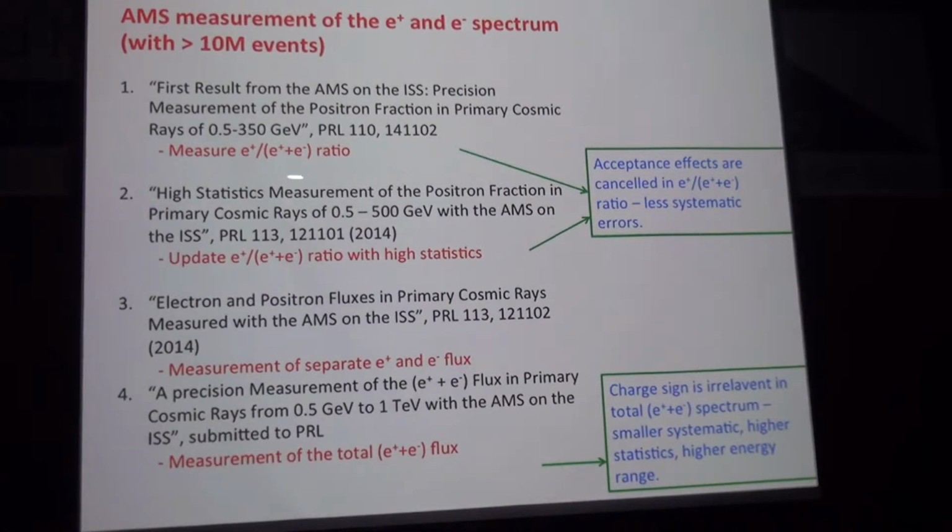The reason to separate these into different papers is that the ratio measurement has the advantage of canceled systematic errors, because it's a ratio measurement. The error from acceptance, for example, cancels. Also, in the sum total flux, since charge confusion is not an issue, we can relax the selection, and therefore we have higher statistics.